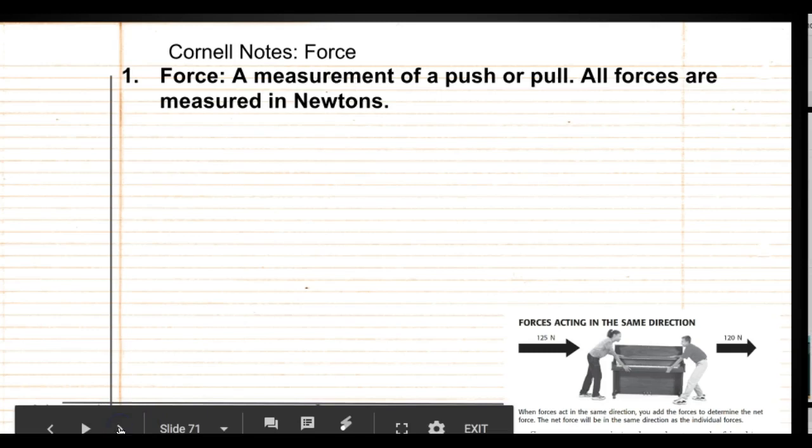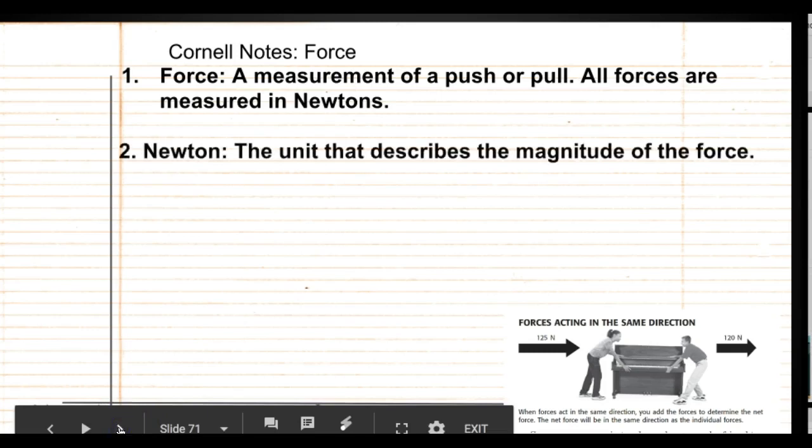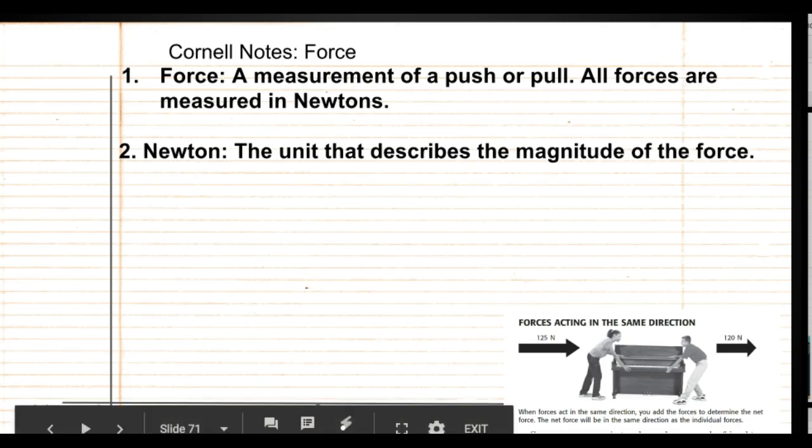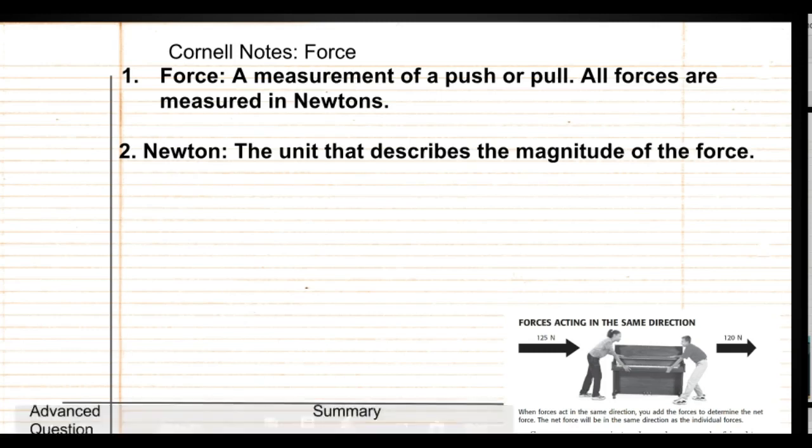Ready? Moving on to 2. But what is a newton? A newton is just a unit that describes the magnitude of the force. It's named after Isaac Newton, who figured out a lot about motion and forces that we know to this day. Go ahead and come up with your question for 2, and then we'll move on to number 3.